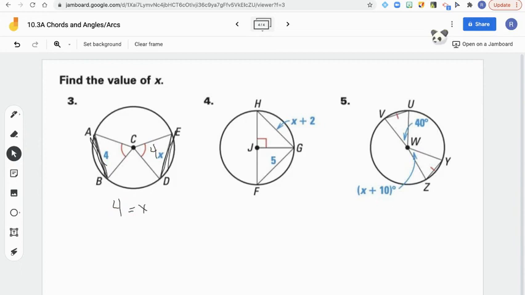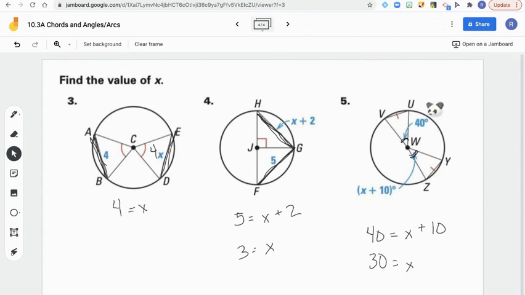If we know that these two chords have to be the same, it means that 5 has to be equal to x plus 2, or x is equal to 3. Right? If we know that these two central angles have to be the same, we know that that 40 degree must be equal to x plus 10, which means our x is going to be a measure of 30. And so we can use those properties to solve for some missing values or missing measurements in our circles.